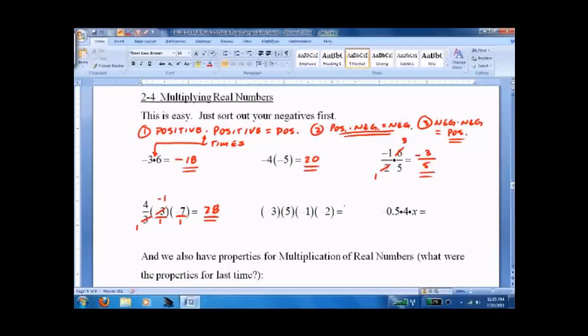Negative times a negative times a negative is a negative. 15 times 2 is 30. And now we actually might have a decimal because we have a decimal in the question. So negative 0.5 times 4 times x. Well, what do we do with that x? Well, it just comes along for the ride. So we get negative 0.5 times 4 is 2 and x. And that's it.